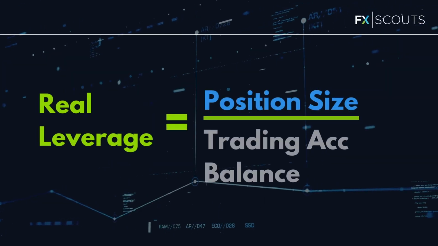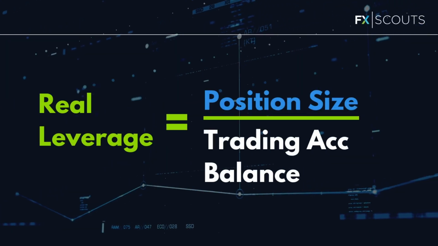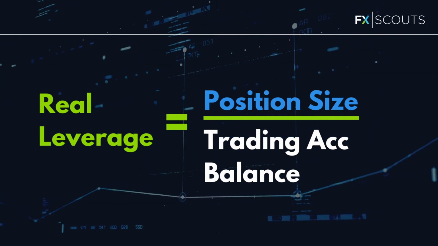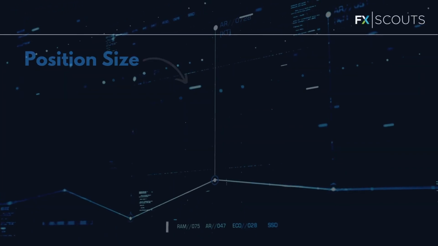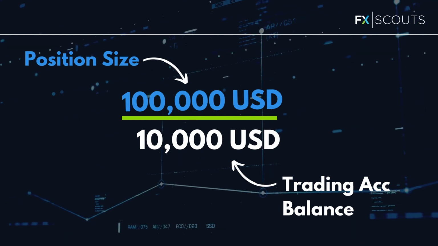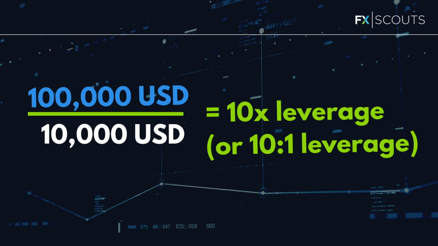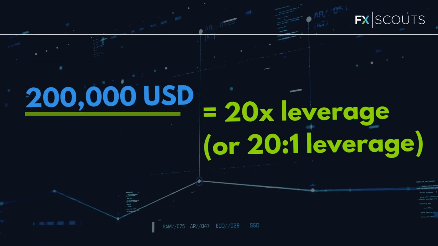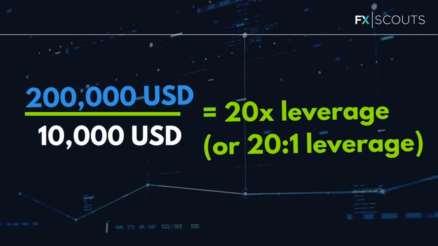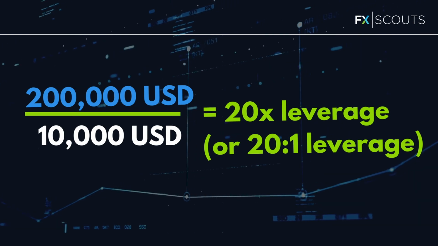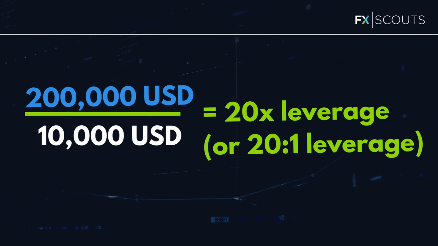In order to understand real leverage, you need to divide the total transaction amount by the amount you have in your trading account. For example, if you have $10,000 in your account and you choose to open a $100,000 position, you are trading with 10 times leverage. So if you trade two standard lots, which is $200,000, instead of a single standard lot, which is $100,000, you are trading at 20 times leverage.